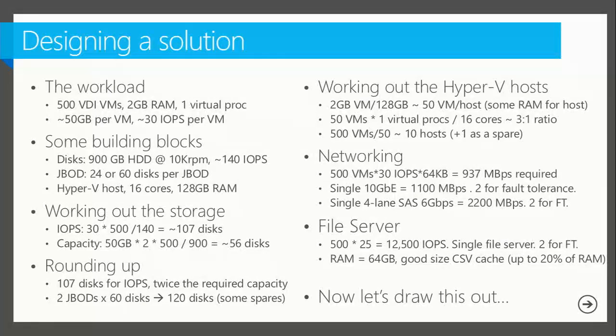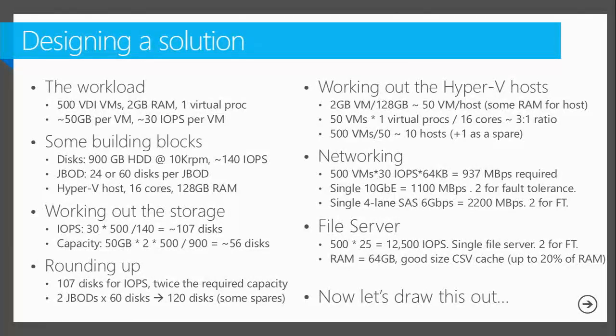Now, Hyper-V hosts, you have 2 gigs per VM divided by 128. It's about 50 because you need to leave some RAM for the host. Jose, what about dynamic memory? Do your math, right? You can do all those things. It's just an example. 50 VMs times 1 virtual processor per VM. It's 50 virtual processors. Divided by 16 cores, you have about a 3-to-1 ratio on virtual to physical cores.